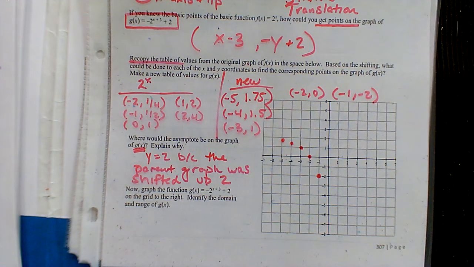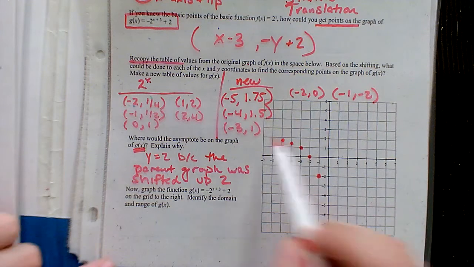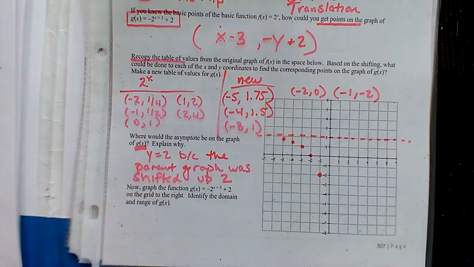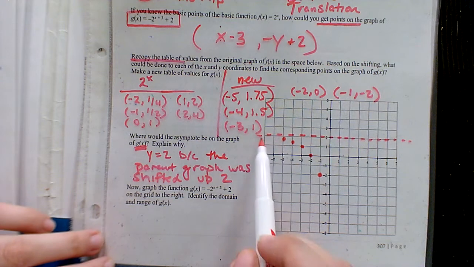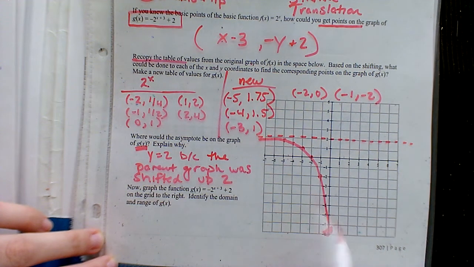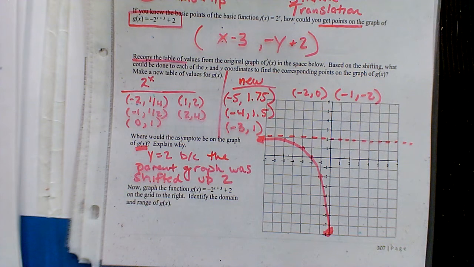All right, so we can plot the ordered pairs. We also said that the horizontal asymptote should be at 2. So let's go ahead and label that as well. And playing connect the dots, we'll go ahead and get our exponential graph.